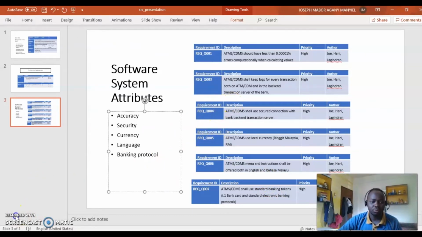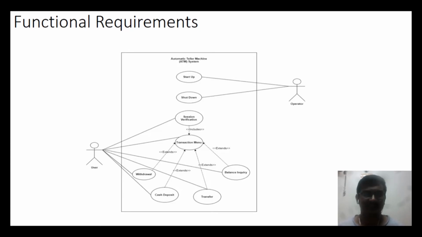Thank you. Hello everyone, my name is Lagindran and I'm going to explain the functional requirements of the ATM system. I'm going to explain the functional requirements in the form of a use case. So this is the use case. It consists of two different actors: one is the operator and one is the user.